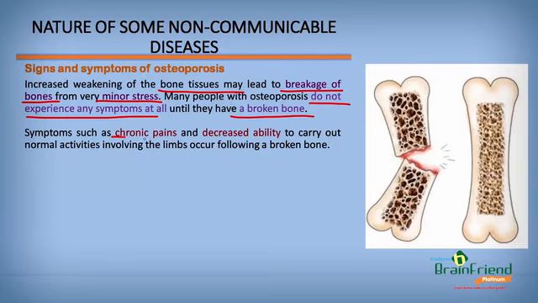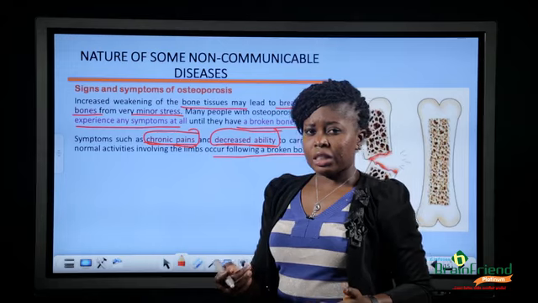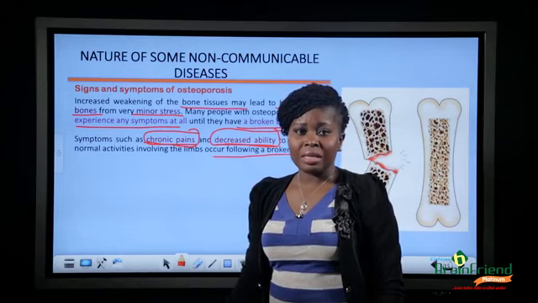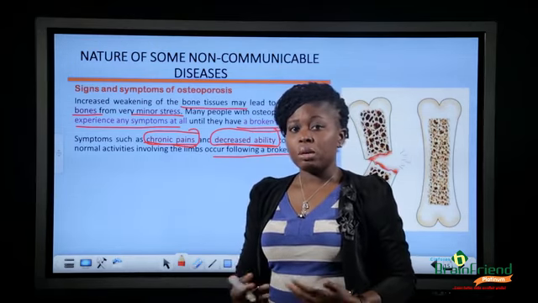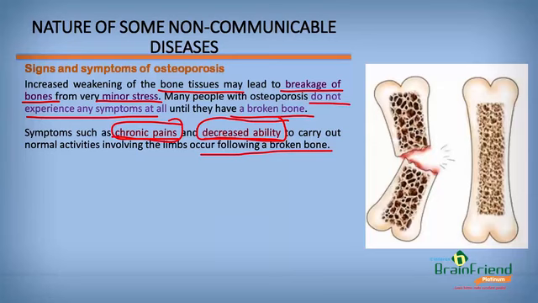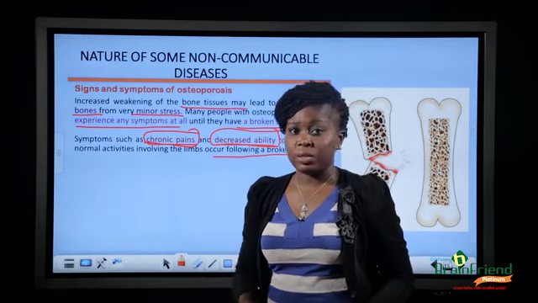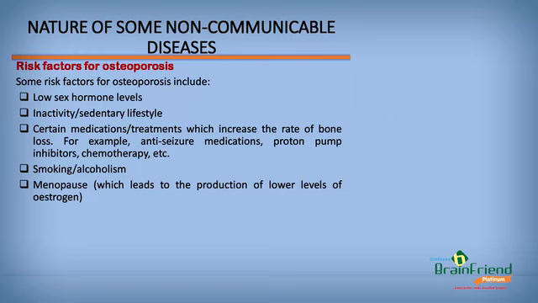Symptoms such as chronic pains and decreased ability to carry out normal activities involving the limbs occur following a broken bone. Of course, when the bone is already broken, the person will definitely experience pains, and the person will also not be able to carry out normal activities that involve the limbs. Activities that will require the person maybe to carry loads or even to walk. So you see some of them assisting themselves with walking sticks or even being on a wheelchair because the bones of their limbs, simply meaning the bones of their hands and the bones of their legs, can no longer carry their everyday activities. What are the risk factors for osteoporosis?